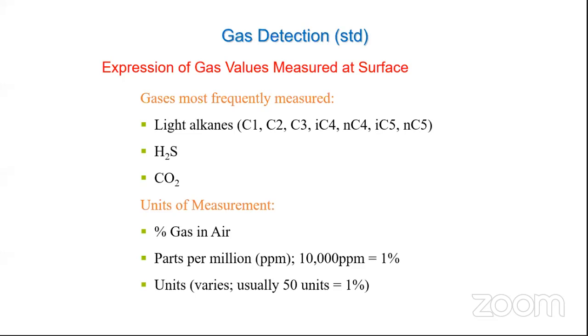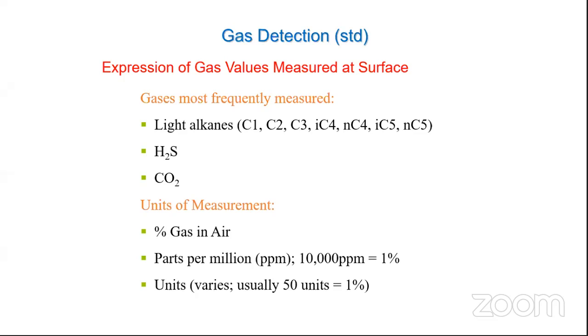So the second one, as I said, is that gas detection is the heart of mudlogging. Again, this is a very vast topic. We will go very to the point and be brief. When we say gas, normally at the rig site, we talk about three types. One is the hydrocarbons, which will tell us whether there is gas.